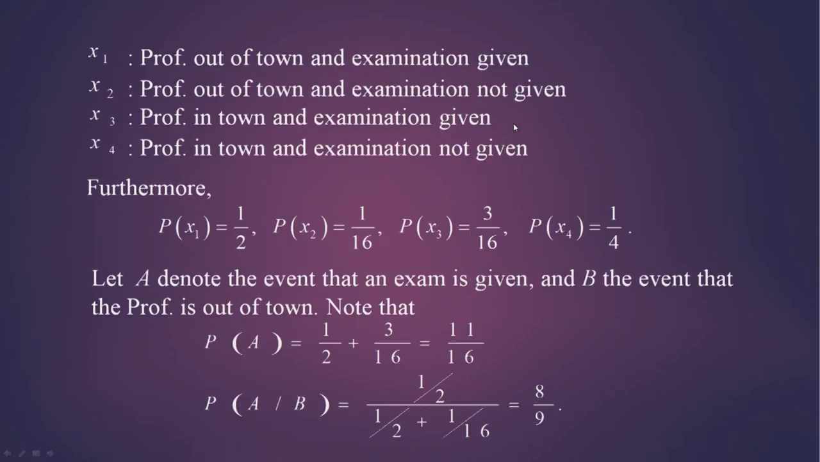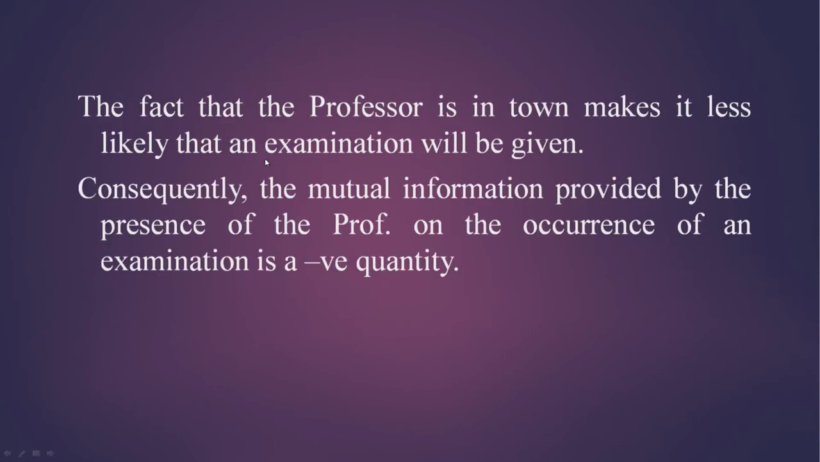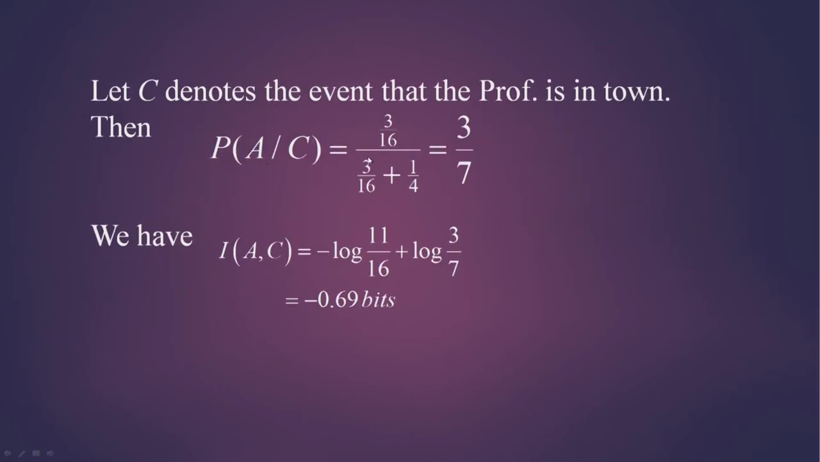If we see the cases, the professor is in town in two cases, x3 and x4. So for finding this probability, we have to add the probability of x3 and the probability of x4, and that is what we are doing here. So it will be 3 by 16 plus 1 by 4, and in the numerator both the events will occur, that is, the probability that A and C will occur.